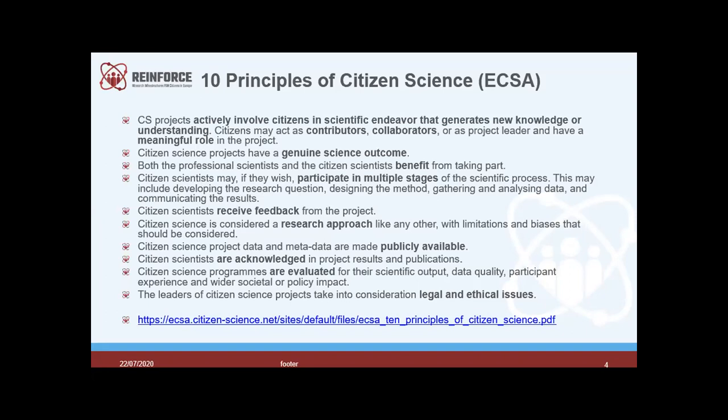of these 10 principles. But since I showed this video just now, which introduced, in very simple terms, the concept of citizen science, I just wanted you to understand that, obviously, there's much, much more behind it.